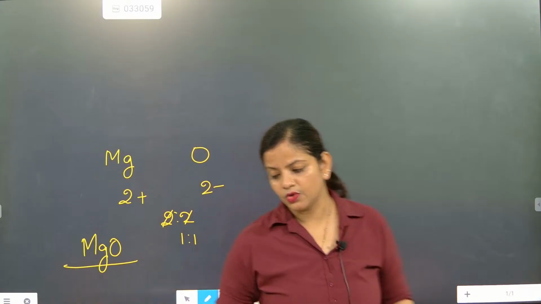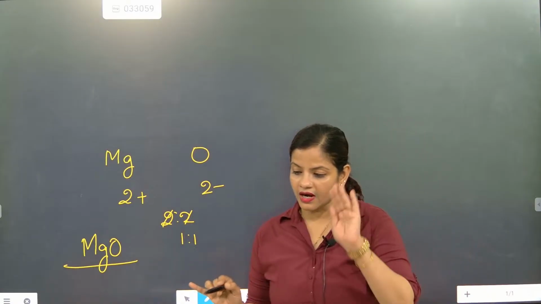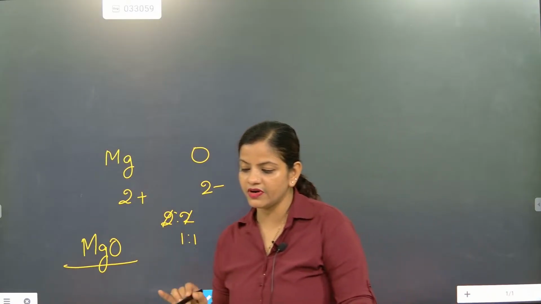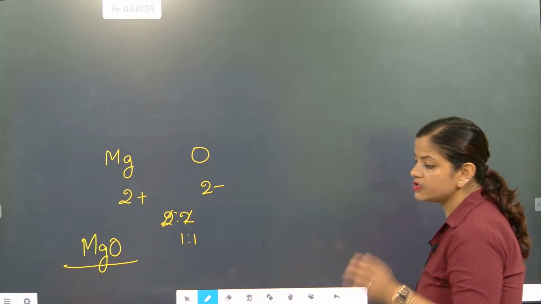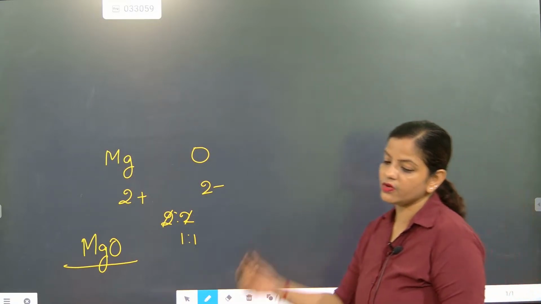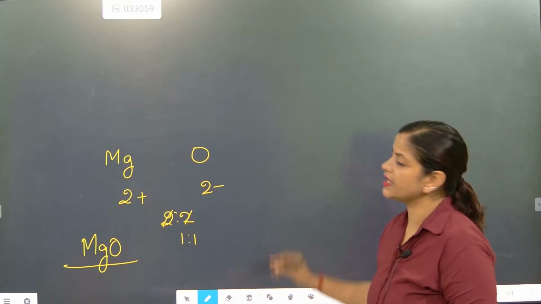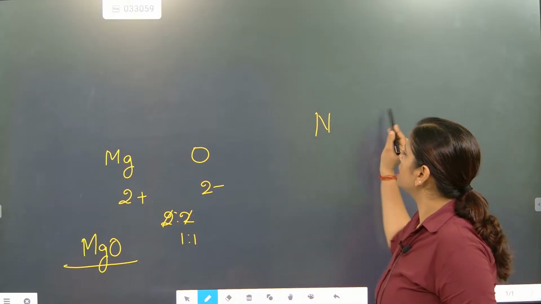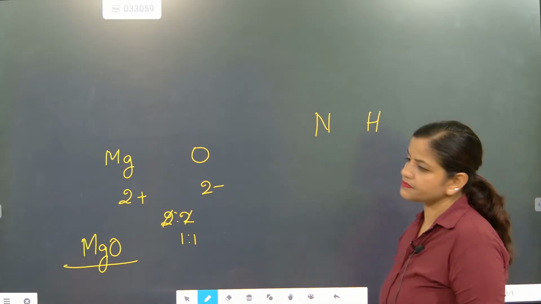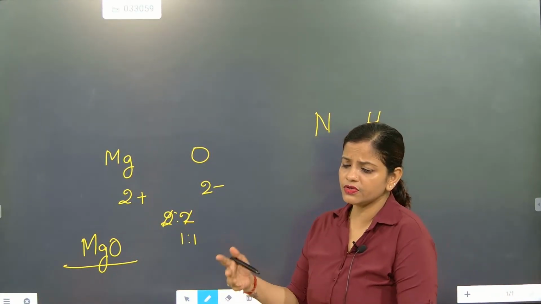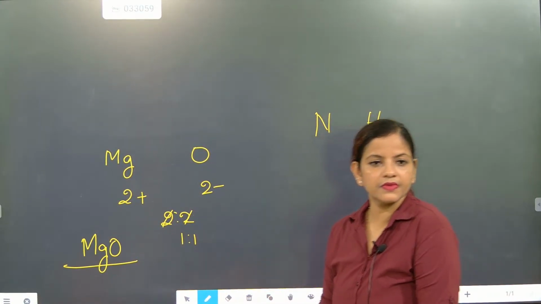So do we need to change anything? No, we can't change anything. I hope you have understood. So now let's talk about the next part. When we are going to write, let's take another example. More examples we will take, like nitrogen and hydrogen. Got it? Nitrogen and hydrogen.